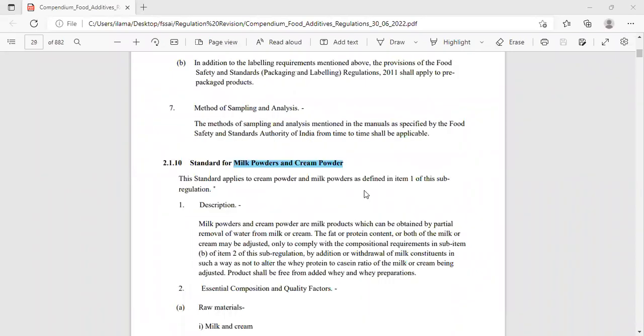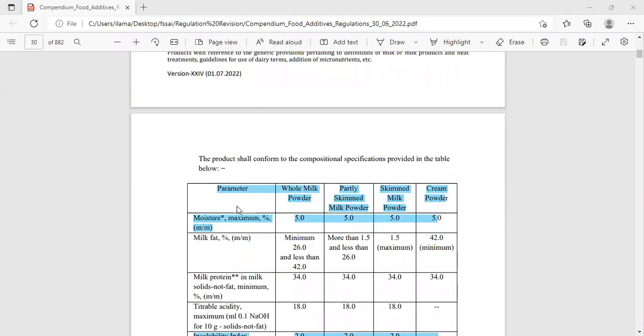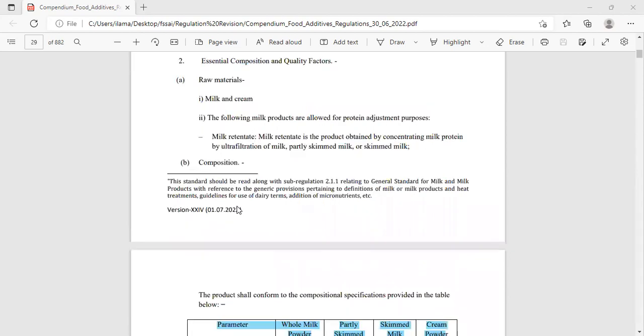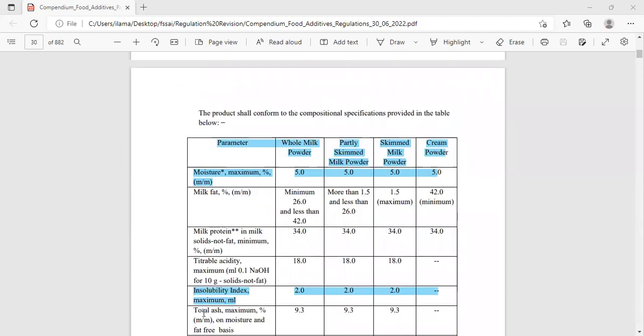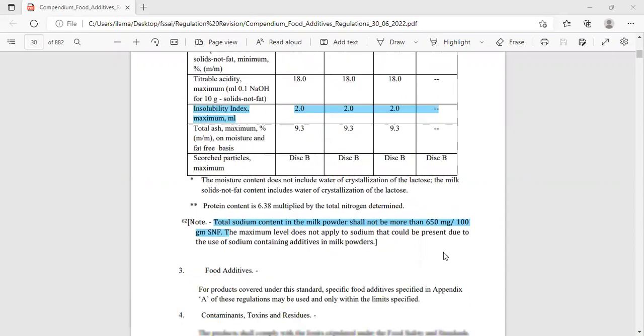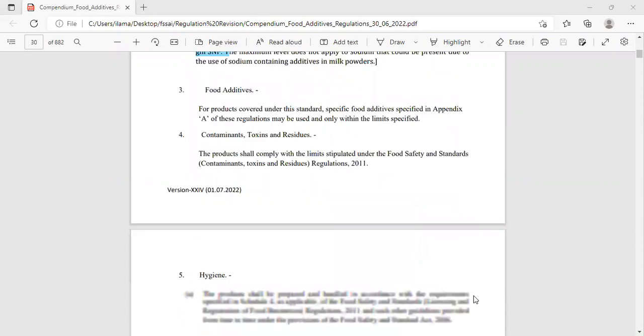And then milk and milk products, just go through whatever is highlighted and try to remember the range of moisture for most of the products. And then since it's a milk product, for milk powder, its insolubility index is 2. And then the total sodium content in the milk powder shall not be more than 650 mg. So in the FSSAI additive regulation, most of the values for the sodium content will be in the range of 650 mg only. So please make a separate note of this.